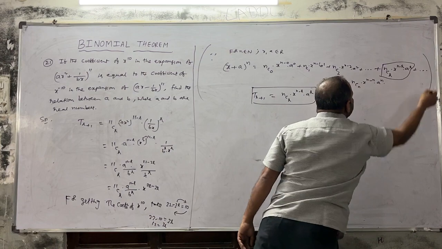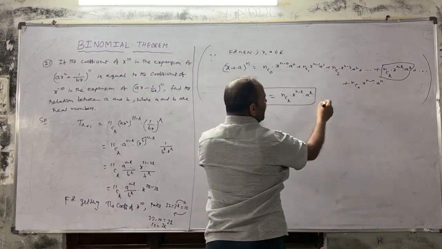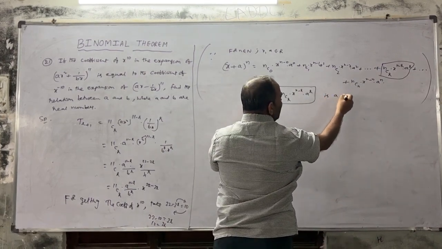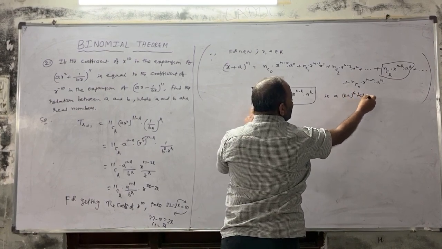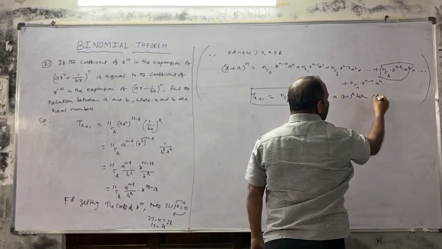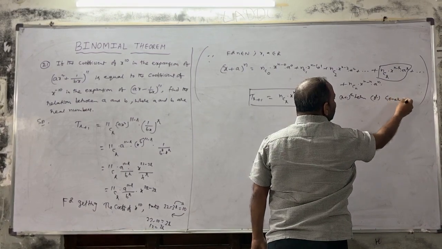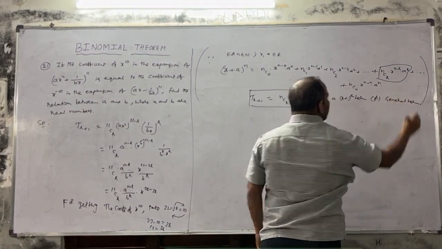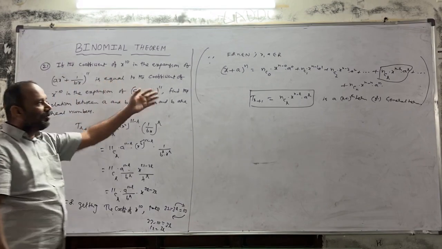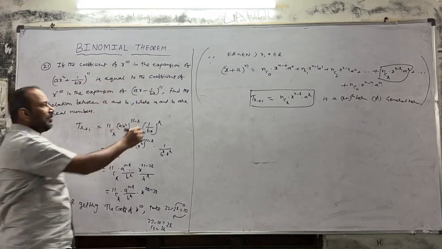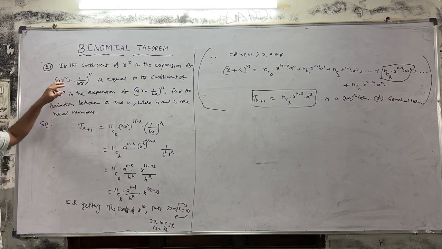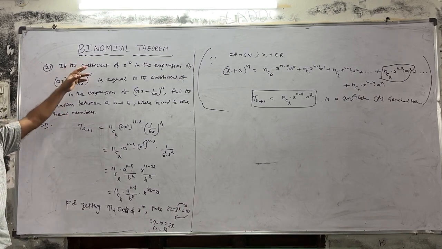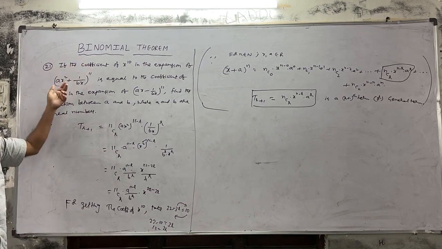Have to remember, this is the (r+1)th term in the binomial expansion, or one more name for this, general term. For solving this type of problems, we apply that formula. So keep that formula in mind and apply that formula for solving the coefficient of x^10 or x to any power in the binomial expansion.